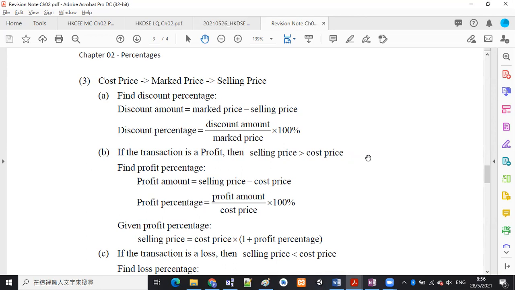In this lesson, I will talk about the cost price, mark price, and selling price. I'm just repeating what I have just said a minute before, because this topic will appear very frequently in your DSE exam. So let us do a little bit more drilling on this topic. This topic is about a transaction. I would like you to make the following notes in your revision notes.